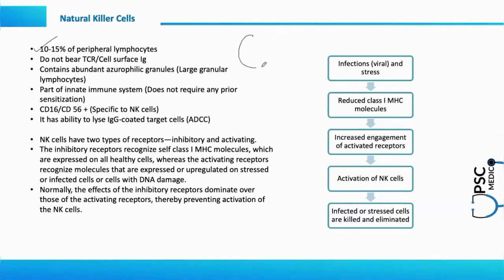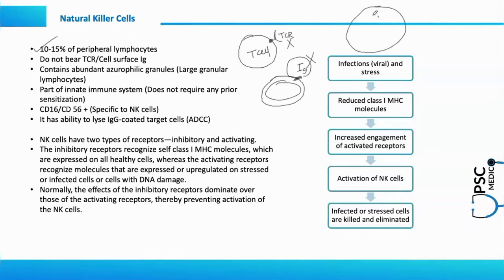What is the difference? You take a T cell. T cell has a T cell receptor on the body. You take a B cell. B cell has an immunoglobulin receptor, or cell surface immunoglobulin. B cell function is secretion of the immunoglobulins by itself getting converted into the plasma cell. So if these two are absent on a cell which is looking like a lymphocyte, but TCR is absent, immunoglobulin is absent, and it is slightly big in size, and if it has azurophilic granules in the body, then we call it a large granular lymphocyte.